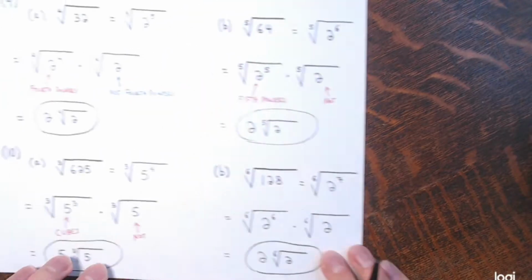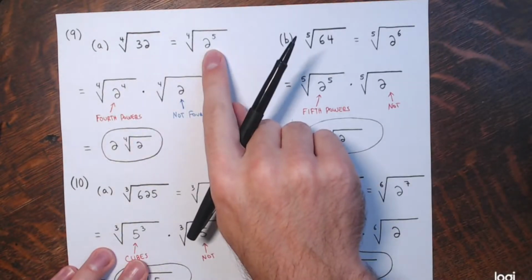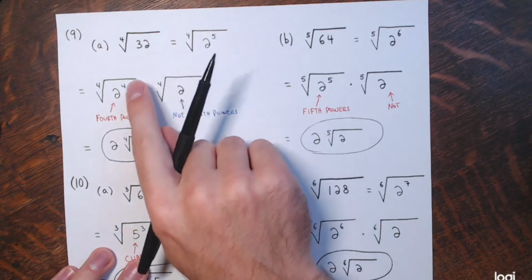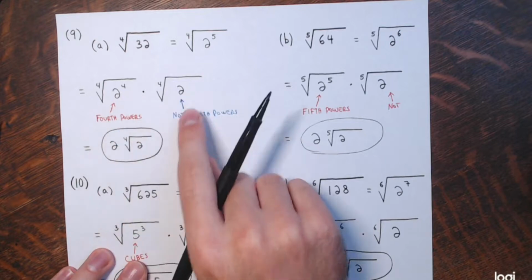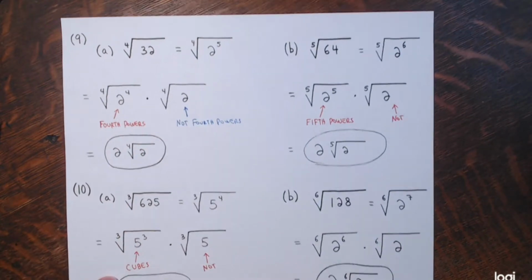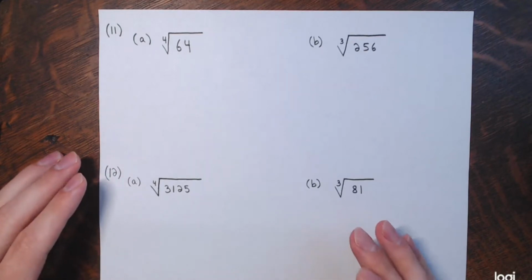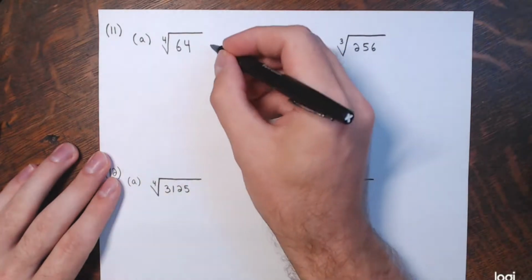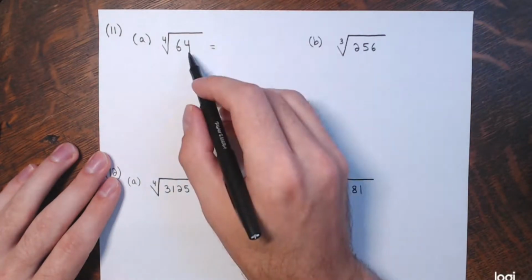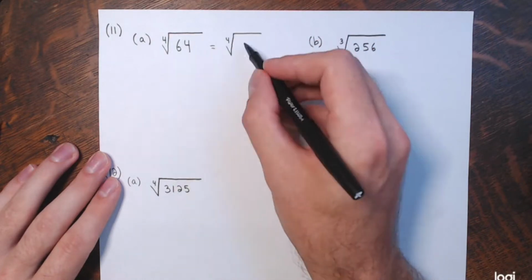Alright, yeah, and again I'm doing the same thing every time. I'm factoring the radicand completely, then paying attention to your root, and then breaking it up using the product property so one root has perfect powers in it, the other one doesn't, and then simplify. Right. So very similar problems here. Again, you just got to pay attention to the root. 11 part A. We're taking the fourth root of 64. Now we've already seen 64 broken down completely. All right, so this is the fourth root of 2 to the 6th.